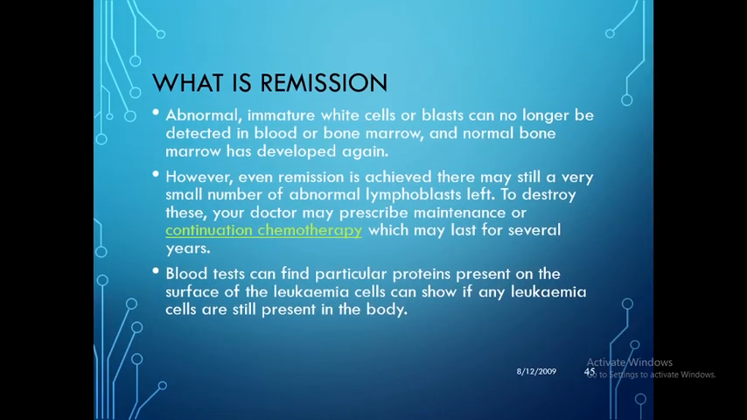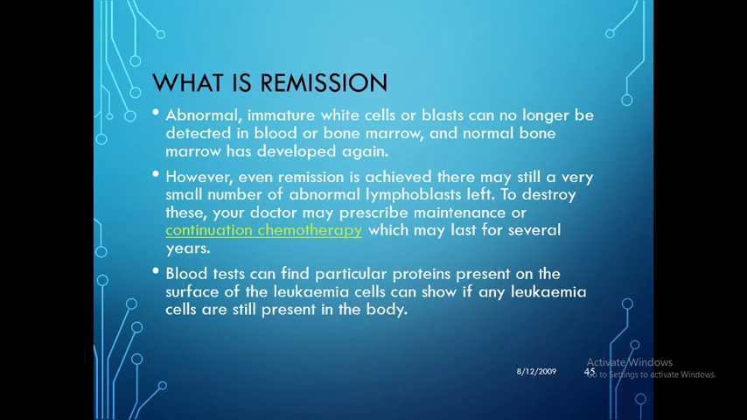What is remission? Abnormal, immature white cells or blasts can no longer be detected in blood or bone marrow, and normal bone marrow has developed again. That we call remission. When there are no abnormal or immature blood cells and the normal bone marrow has developed again, we call that remission.